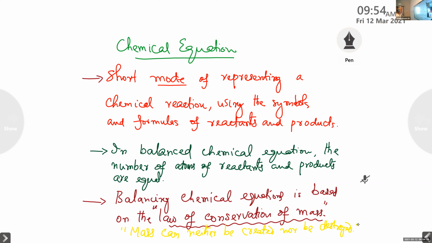According to this law, when a definite mass of a reactant is converted into a product, the mass of the product formed should be equal to the mass of the reactant converted into the product. Mass of the reactant reacted should be equal to mass.